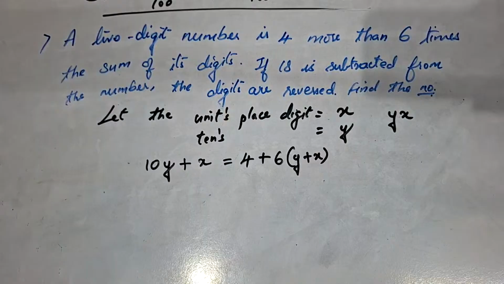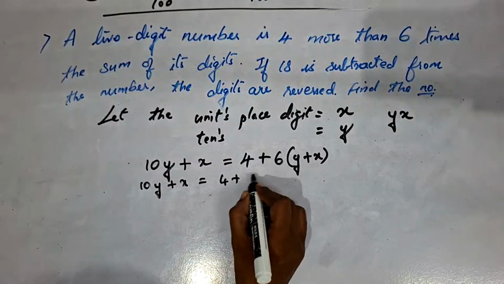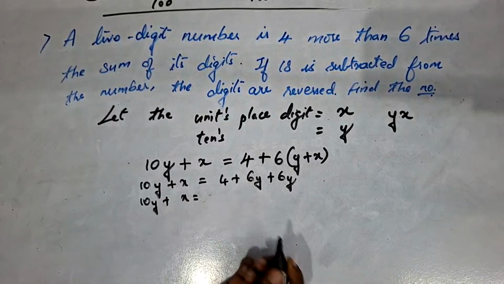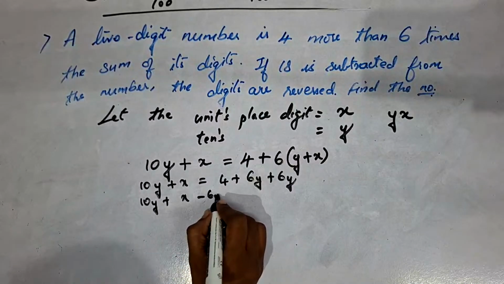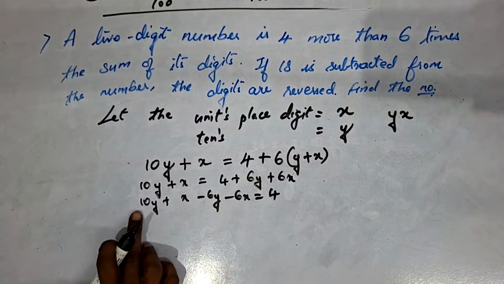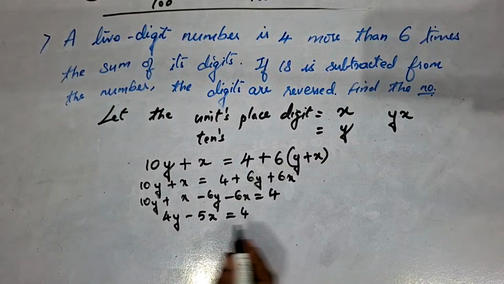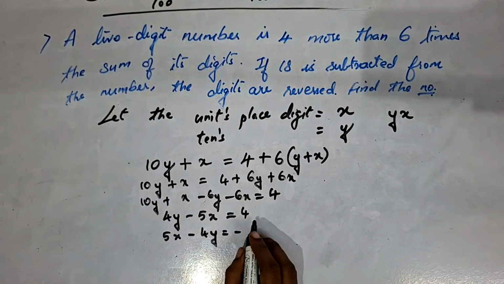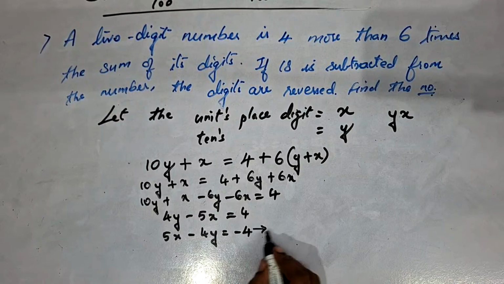So this equation is very important. 10y plus x is equal to 4 plus 6y plus 6x. I can transpose this: 10y plus x minus 6y minus 6x is equal to 4. 10 minus 6 is 4y, minus 5x is equal to 4. Or I can write 5x minus 4y is equal to minus 4. So this is equation 1.